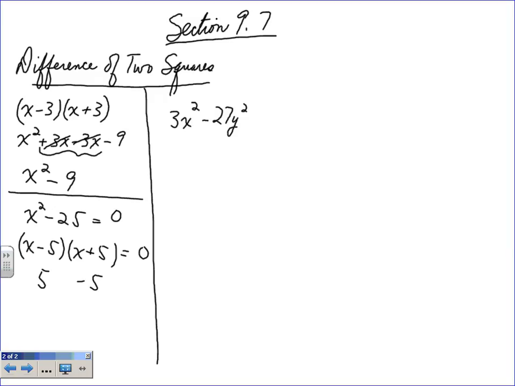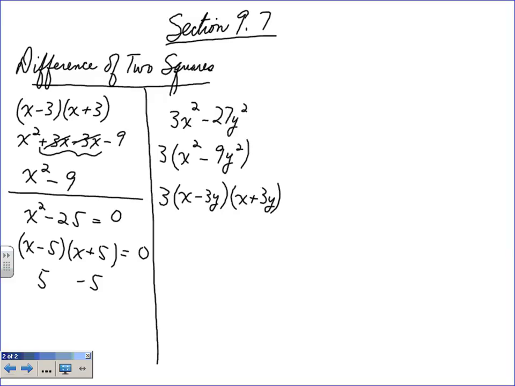Okay? And whenever we factor, we always look to see if the terms have anything in common. And they do. They're both divisible by 3. So if we factor out a 3, then I have x squared minus 9y squared. And I have the difference of two perfect squares. x times x, 3y times 3y. So now I can factor it as x minus 3y and x plus 3y.